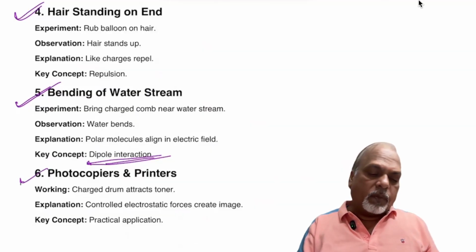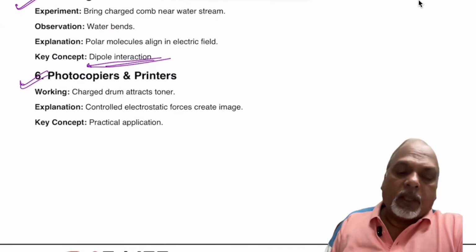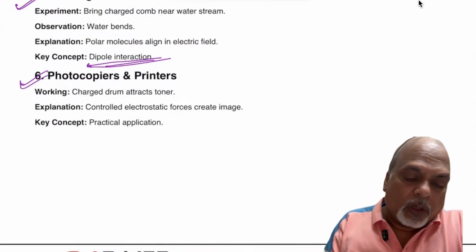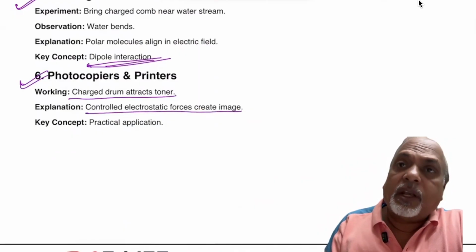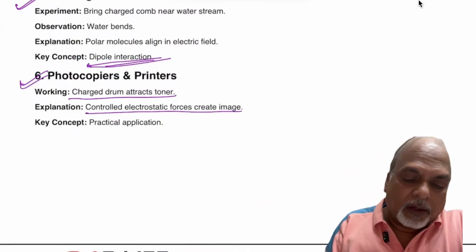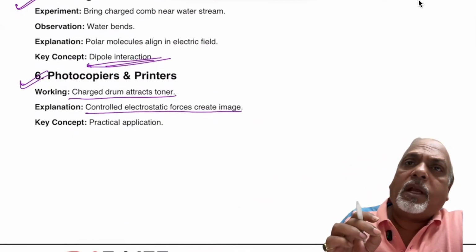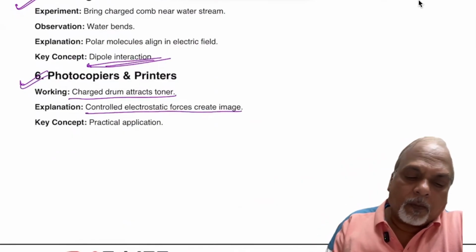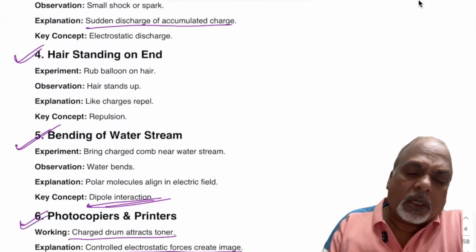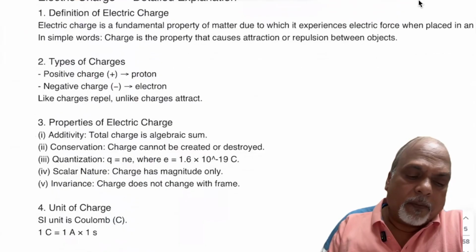In photocopiers and printers also, how does this work? Charged drum attracts toner. Controlled electrostatic forces create the image, and this is how your printer is able to print basically. Correct? So these are the applications. I have given you all sorts of these things.